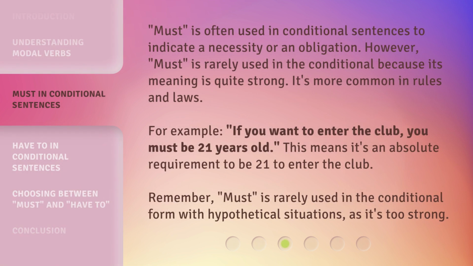Must is often used in conditional sentences to indicate a necessity or an obligation. However, must is rarely used in the conditional because its meaning is quite strong. It's more common in rules and laws. For example, if you want to enter the club, you must be 21 years old. This means it's an absolute requirement to be 21 to enter the club. Remember, must is rarely used in the conditional form with hypothetical situations, as it's too strong.